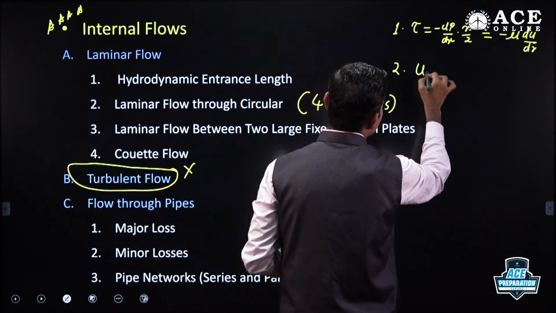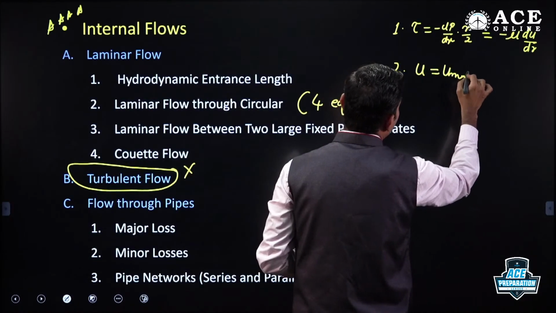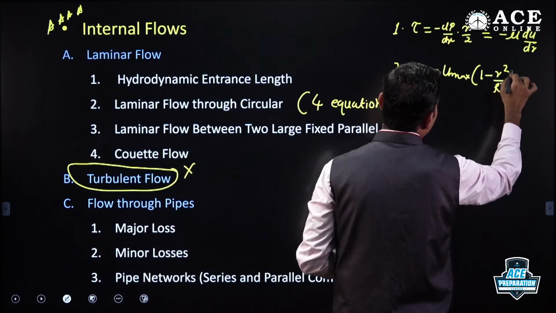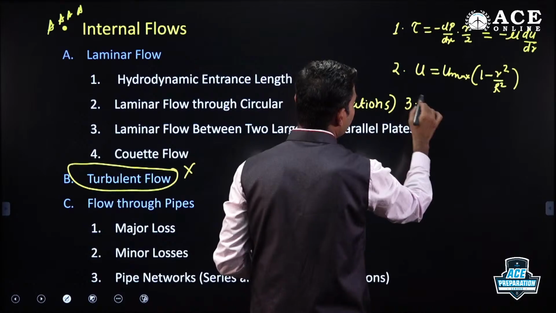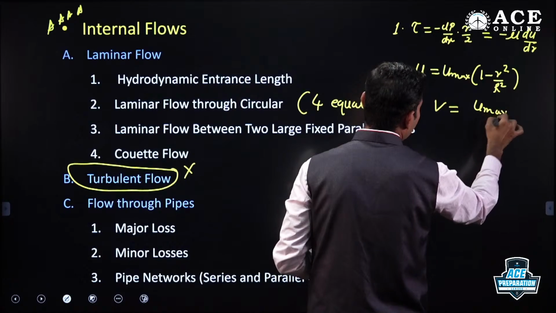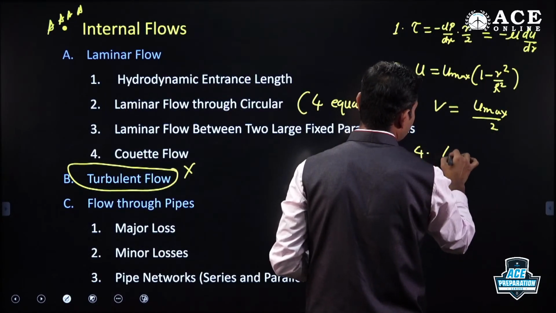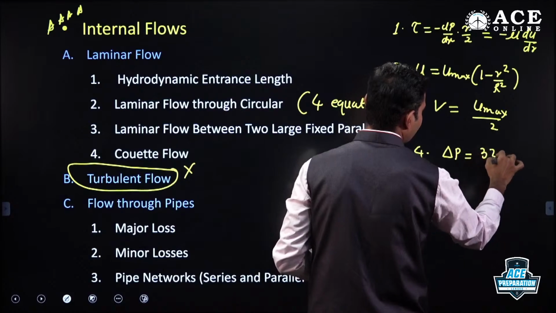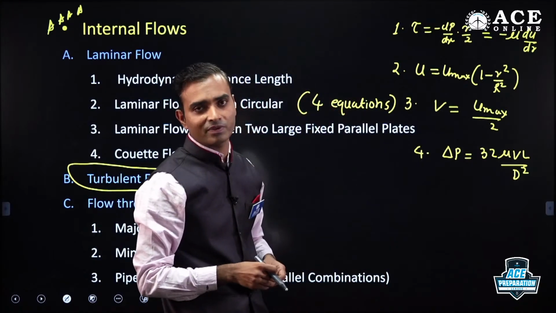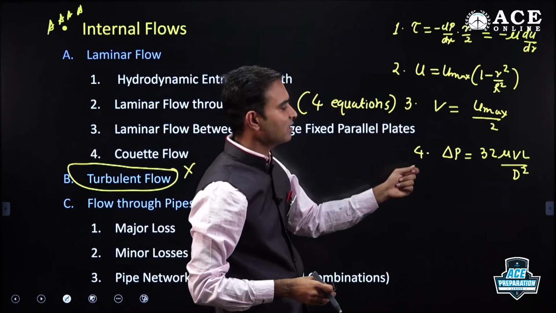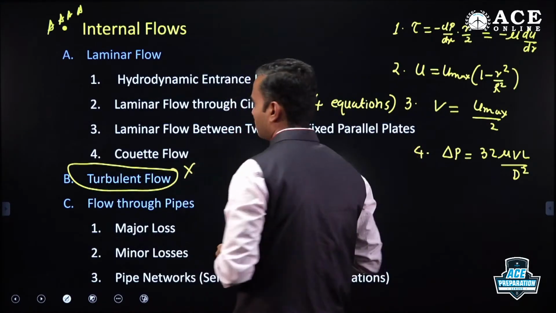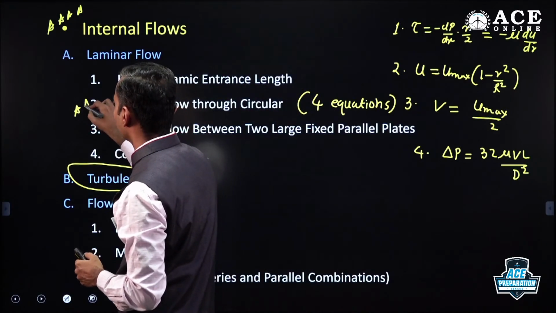Then the second equation is equation of velocity profile, u max into 1 minus small r square divided by capital R square. Third equation is relation between average velocity and maximum velocity. So average velocity is half of maximum velocity. And the fourth one is pressure drop equation, 32 mu VL divided by d square. This equation is also called Hagen-Poiseuille equation. So based upon these 4 simple equations, you can solve any question related to the laminar flow through circular pipe. And this is the most important topic in internal flow.